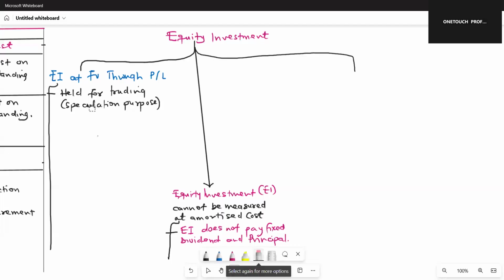Let me first even state that financial equity investment at fair value through P&L is the default method. When I say the default method, do you understand?